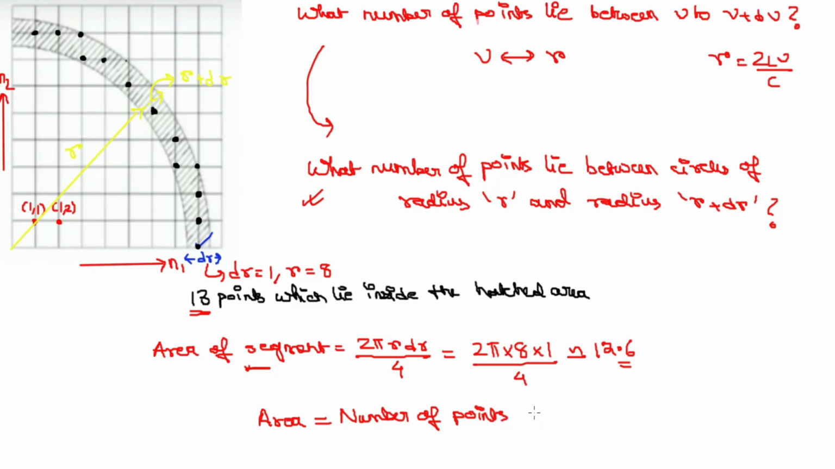So if I generalize it to 3 dimensions, then I can say that dn, that is the number of points within the differential volume, will be equal to dv, that is the differential volume itself. This is a wonderful and magical approximation that we can see, and I hope you have understood this.